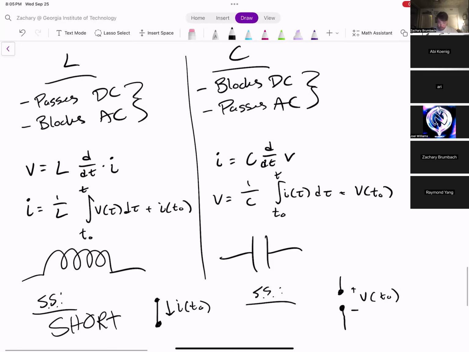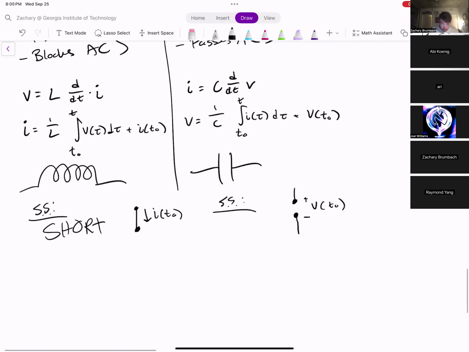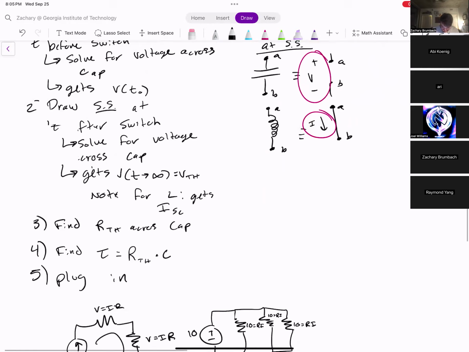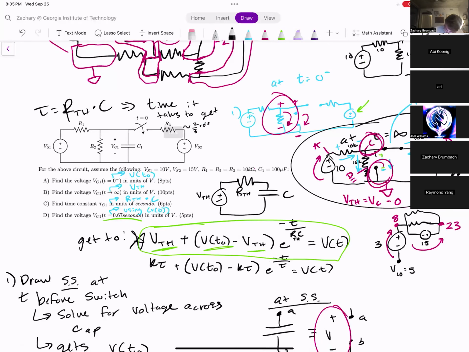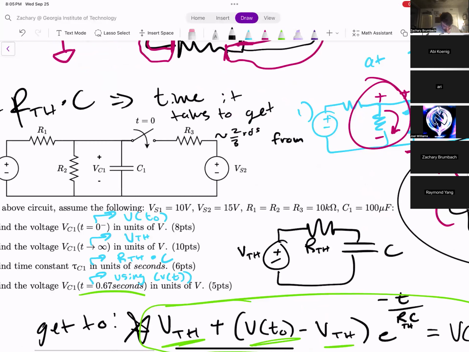Any other questions about this stuff? Real quick, what is tau? Tau is my time constant. In a question like this, tau is equal to R Thevenin times C. And this is the time it takes, technically at 0.63, it's 1 minus 1 over e, so I'll call it about two thirds from initial to final.